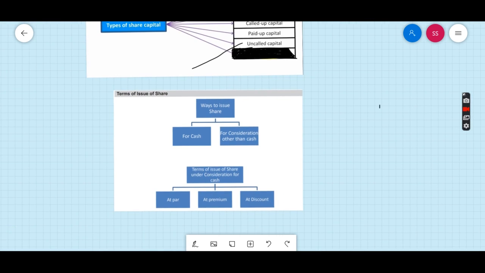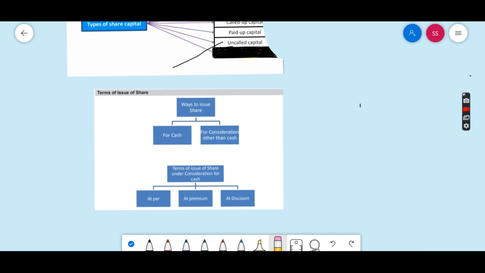Now shares can be issued for cash or for consideration other than cash. Let's just say a company wants to buy machinery worth 10 lakhs, and instead of paying 10 lakhs to them, they can issue shares. So that is nothing but consideration other than cash. And then shares can be issued at par, premium, or discount, right?